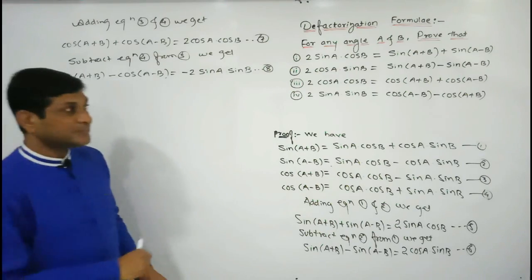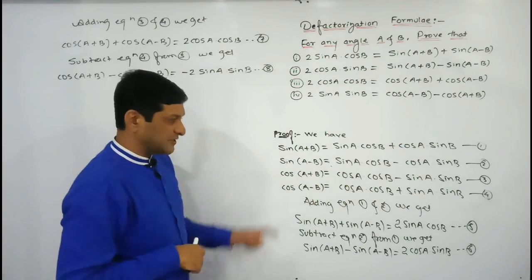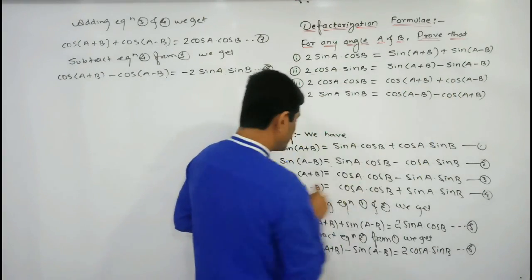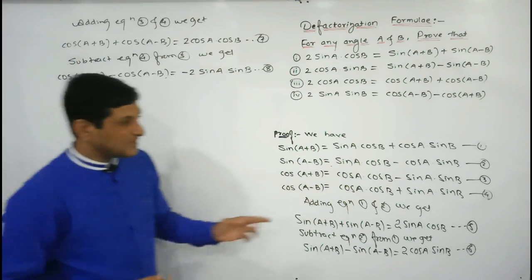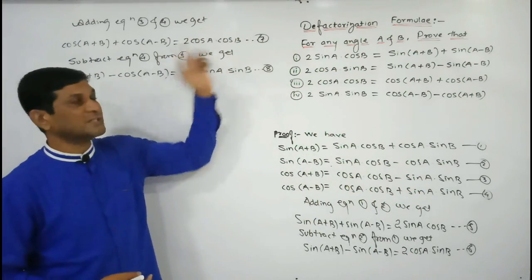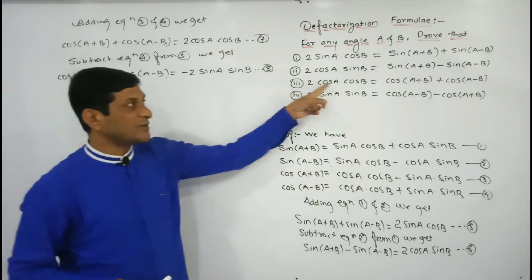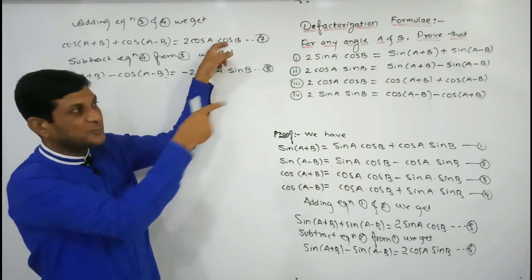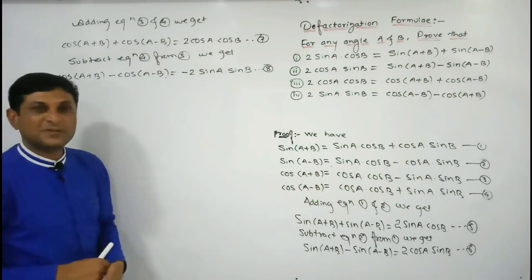Observe the third one. What is the third? 2 cos a cos b is equal to cos(a+b) + cos(a-b). Cos(a+b) and cos(a-b) are known to us. Simply, on this side we have to take the addition of these two equations, which we have already done. After taking the addition of the right hand side, what result? These two terms will get cancelled, and the addition of these two terms is 2 cos a cos b. This is nothing but our third defactorization formula. Check that, this is our left hand side, 2 cos a cos b, and we have to prove that its value is equal to cos(a+b) + cos(a-b). So in this way we have proved the third formula also.